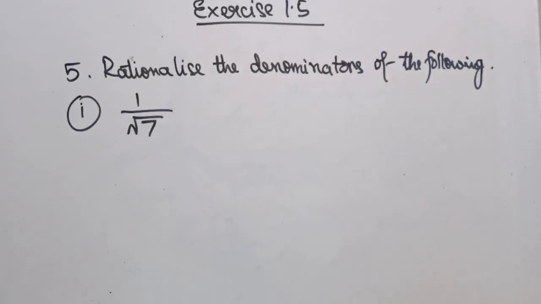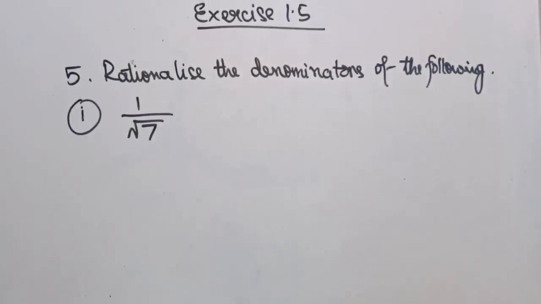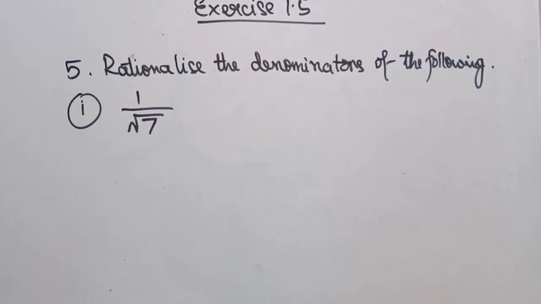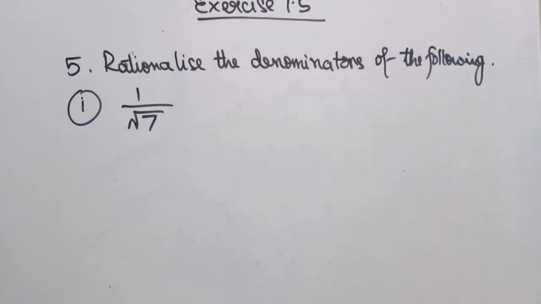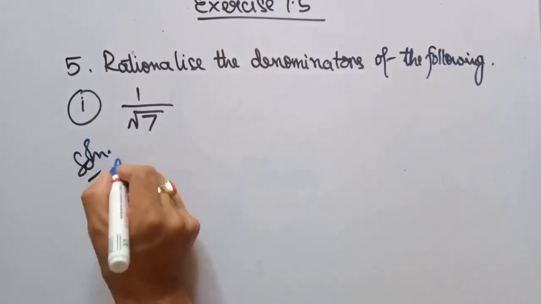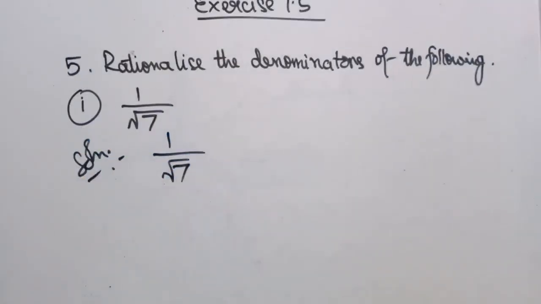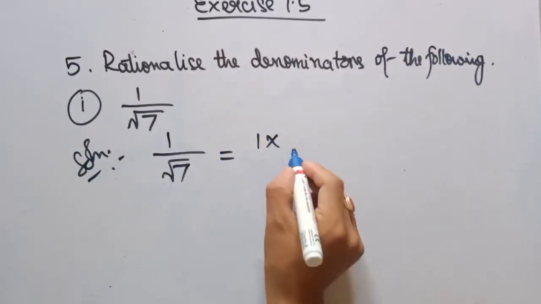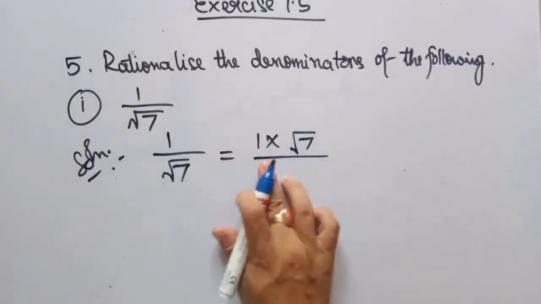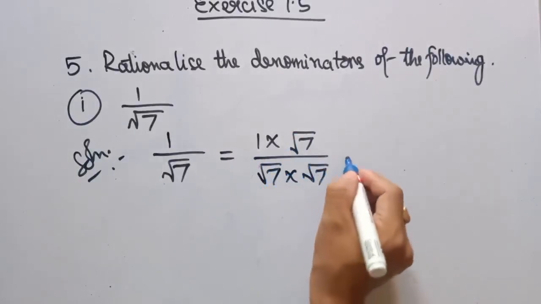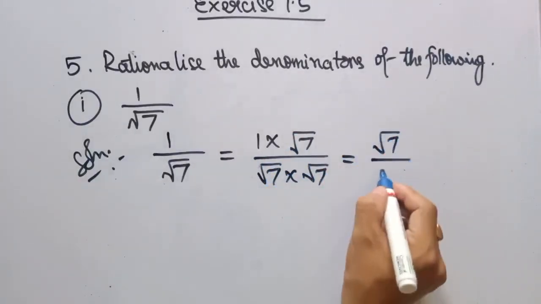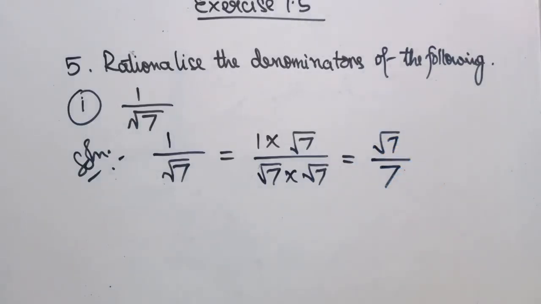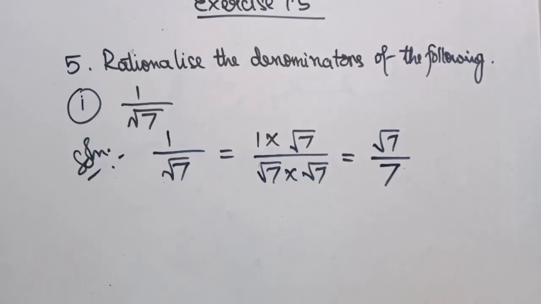Next, exercise 1.5, question number 5: rationalize the denominators of the following. Roman number 1, 1 by root 7. So we are to rationalize the denominator of the number 1 by root 7. Solution: to rationalize this number, we have to multiply both the numerator and denominator by the rationalizing factor of root 7, that is, root 7. 1 into root 7 equals root 7, and root 7 into root 7 is 7. So the denominator becomes a rational number. The final answer will be root 7 by 7.